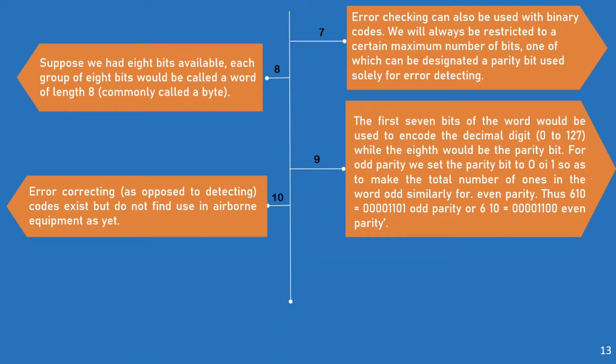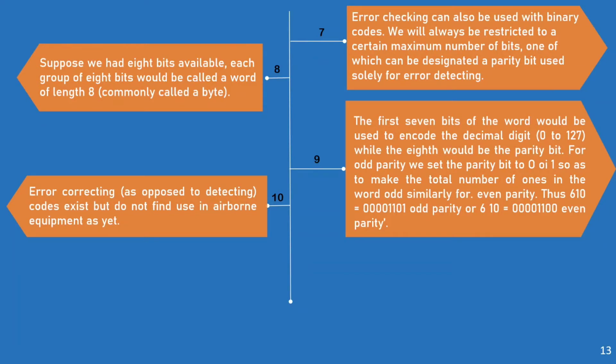We will always be restricted to a certain maximum number of bits, one of which can be designated a parity bit used solely for error detecting. Suppose we had 8 bits available. Each group of 8 bits would be called a word of length 8, commonly called a byte. The first 7 bits of the word would be used to encode the decimal digits 0 to 127, while the 8th would be the parity bit.